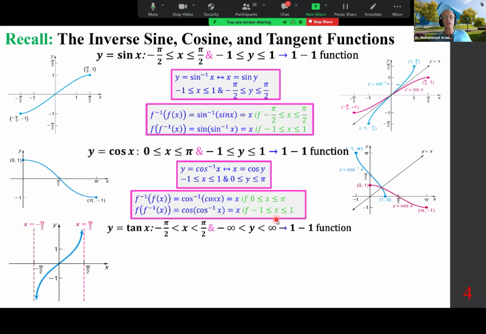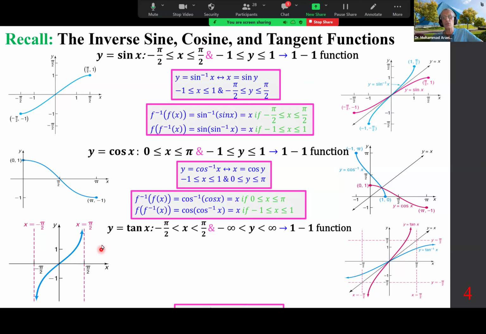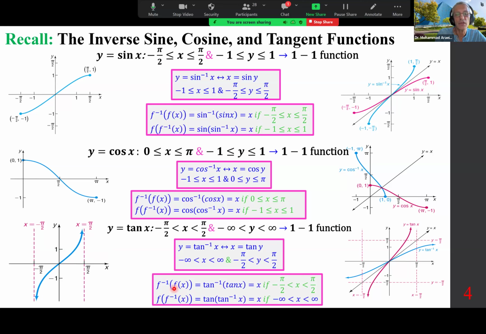Same thing happens with the tangent. It is not a one-to-one function, so the restriction is similar to sine. Of course, the endpoints are not included because we have vertical asymptotes, and then it gives rise to its inverse and the graph of its inverse. Tan inverse of tan x is x if x is between negative pi over 2 and pi over 2, almost like sine. The difference is the equality works for sine, not here. Tan of tan inverse of x equals x if x is between negative and positive infinity, which is completely different from sine, which is from negative 1 to 1.